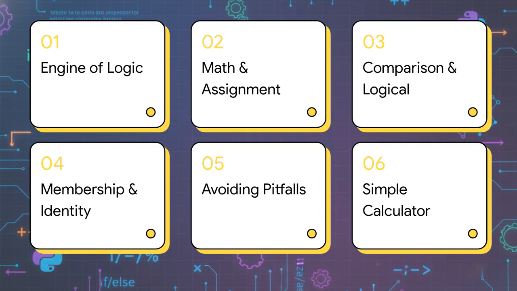So here's our roadmap for this explainer. First step, the engine of Python logic. Then, math and assignment operators. Next, comparison and logical operators, followed by membership and identity operators. After that, we'll look at avoiding common Python pitfalls, and finally, we'll cap it off by building a simple calculator.